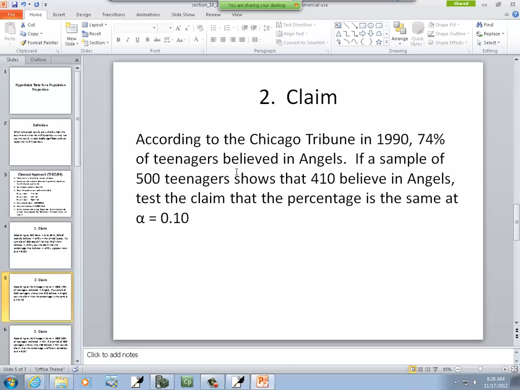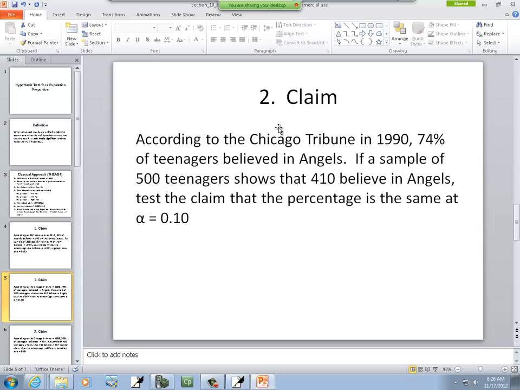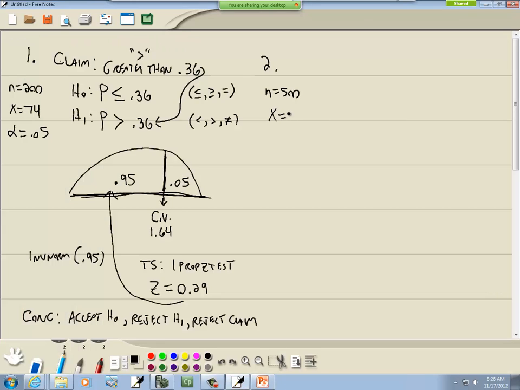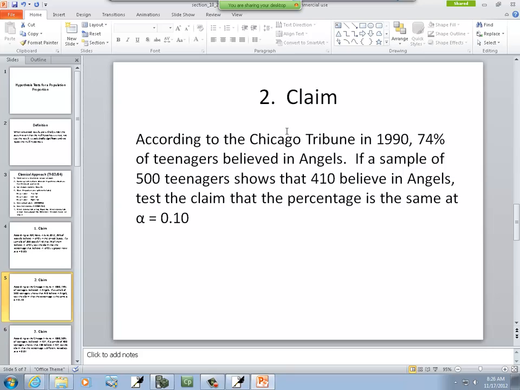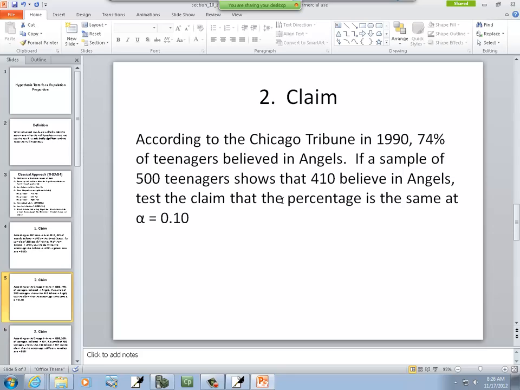Let's take a look at our second example. According to the Chicago Tribune in 1990, 74% of teenagers believed in angels. In a sample of 500 teenagers, so N is 500, it shows that 410 believe in angels. So X is 410. Test the claim that the percentage is the same, with alpha equal to 10%. So same as before, same as 74%.